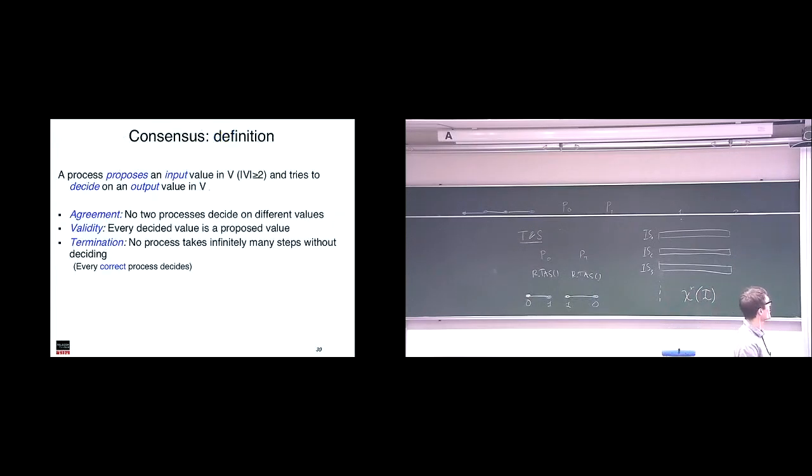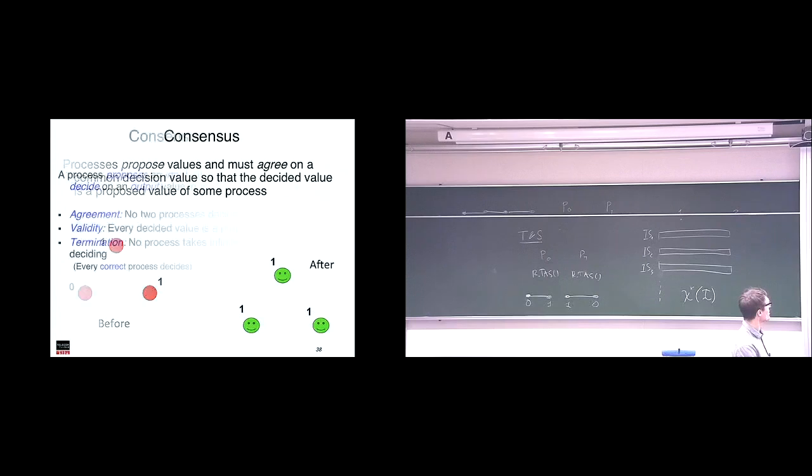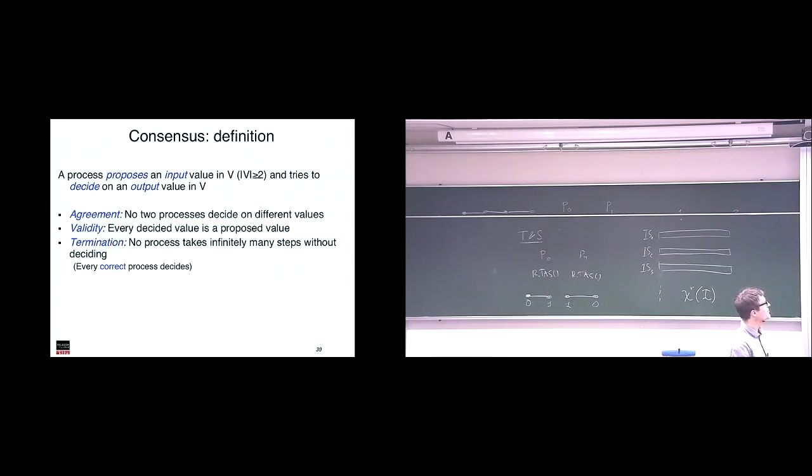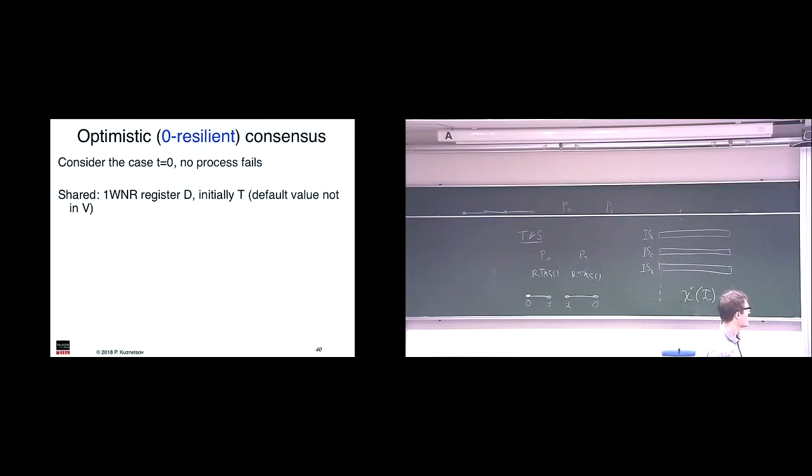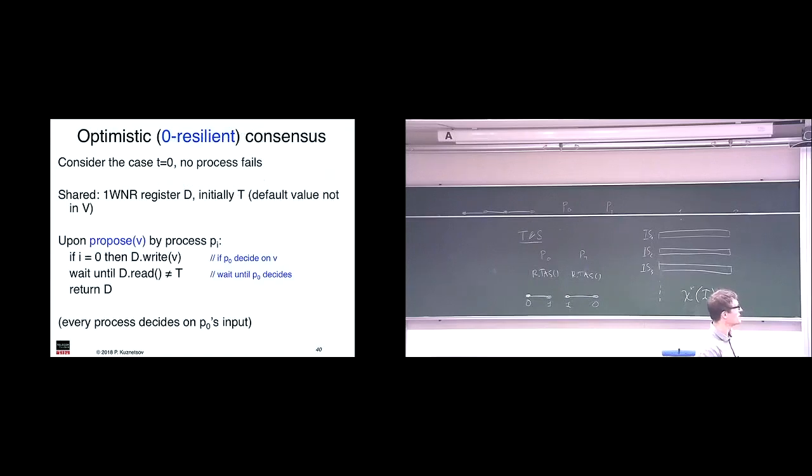I skipped through the formal definition, but one of the properties which we require is that no process takes infinitely many steps without deciding. Every correct process decides. A correct process is a process that is able to take infinitely many steps. And here, of course, if P0 fails, then everybody would read this register D infinitely often and would never terminate. Not good.